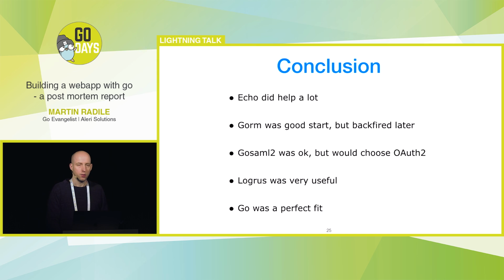So in the end, Echo did help a lot and was fun to use. It was easy to implement the REST functionality, plug in the SAML 2 authentication, and extend with other functionality through middlewares. Gorm helped at the beginning to create a minimal viable product, but backfired later when requirements got complicated. For the next project, I'm probably going to use SQLX and do more by hand. Go SAML 2 worked, but if I have the choice, I would use something else like OAuth 2 or OpenID. Logrus was very useful, provided a good feature set, and was fun to use.